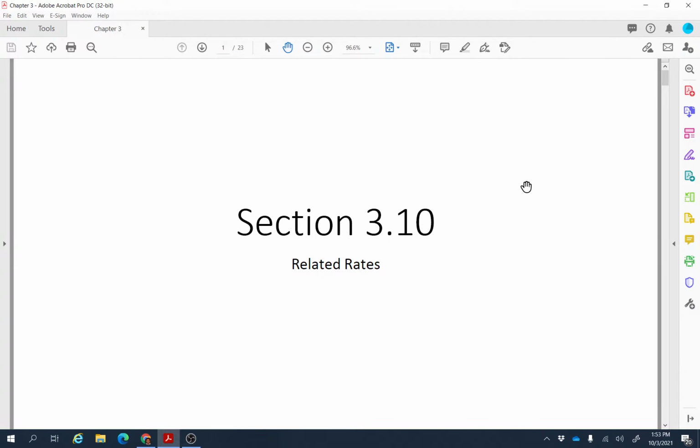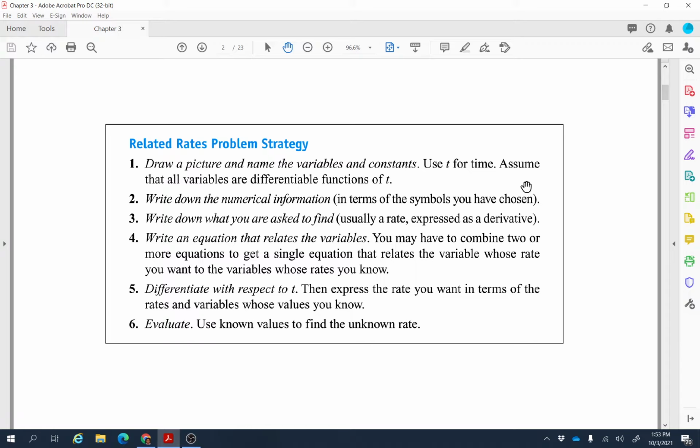Section 3.10 related rates. When solving application problems where we need to use derivatives and we are given more than one variable, first of all we need to find the relation between those variables, and by using the rate of change of one of the variables with respect to time, we can also find the rate of change of another variable with respect to time. These are some tips we can use while solving related rate problems.